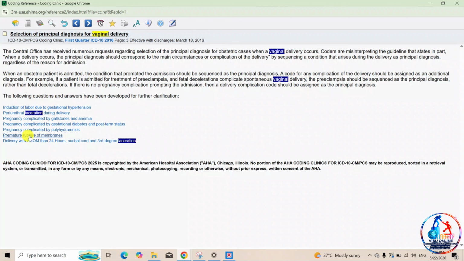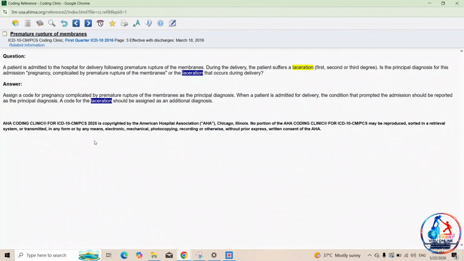PROM, premature rupture of membranes. Question: a patient is admitted to the hospital for delivery following premature rupture of membranes. During the delivery, the patient suffers a laceration, first, second, or third degree. Is the principal diagnosis for this admission pregnancy complicated by premature rupture of membranes or the laceration that occurred during the delivery? Answer: assign a code for pregnancy complicated by premature rupture of membranes as the principal diagnosis. When a patient is admitted for delivery, the condition that prompted the admission should be reported as the principal diagnosis. A code for the laceration should be a secondary diagnosis.